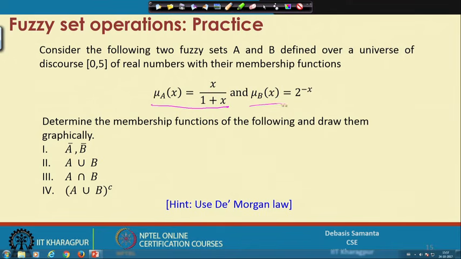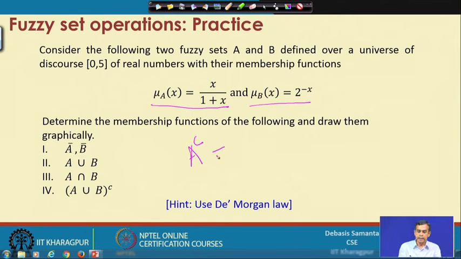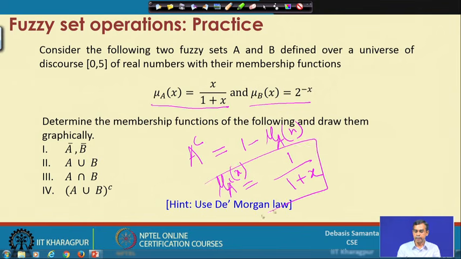Similarly, there is another fuzzy set B, which is shown here. Now, if we want to know A complement, this is equal to 1 minus mu A(x). So, this means it is basically 1 by 1 plus x. This is mu A complement(x), the membership function of the resultant fuzzy set.